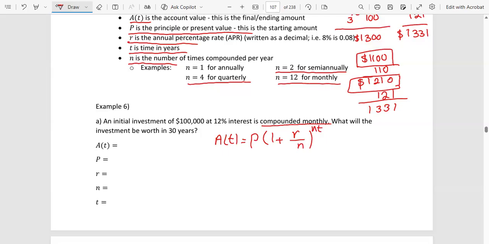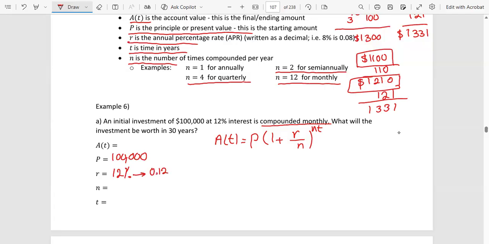Go back to the question and read it again. It says an initial investment is $100,000. Initial investment means the P. 12% interest means the interest rate is 12%. But again, we're not using the percentage for the interest. We have to change it to a decimal, which is 0.12.